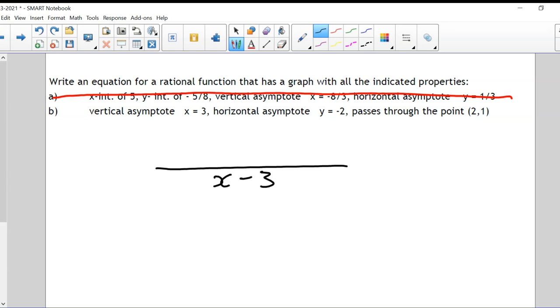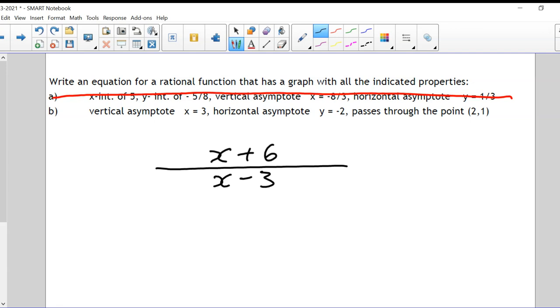X plus 6 on top. I write that down and let's see if that makes any sense. X plus 6. Does that give us that horizontal asymptote of y equals minus 2? Remember how we get the horizontal asymptote? The ratio of the lead coefficients. Are we going to get that from this?